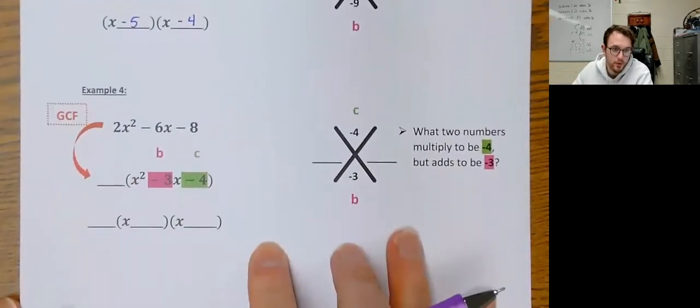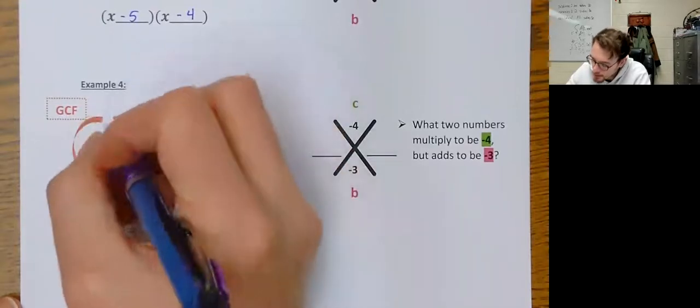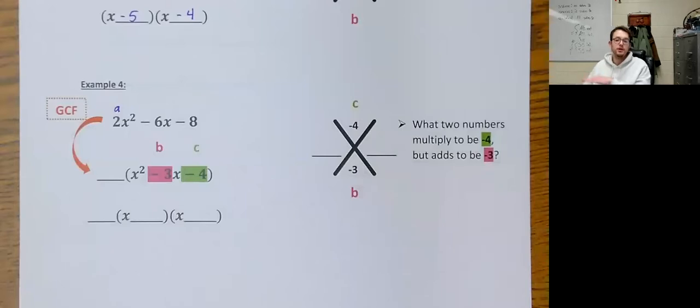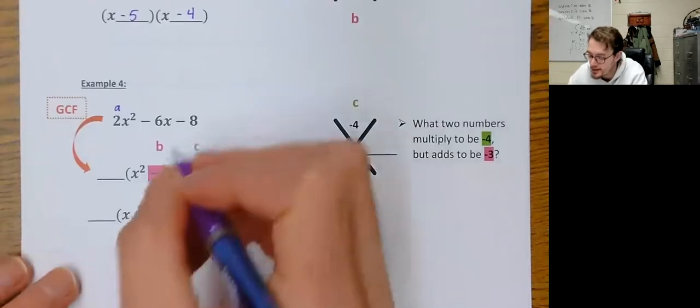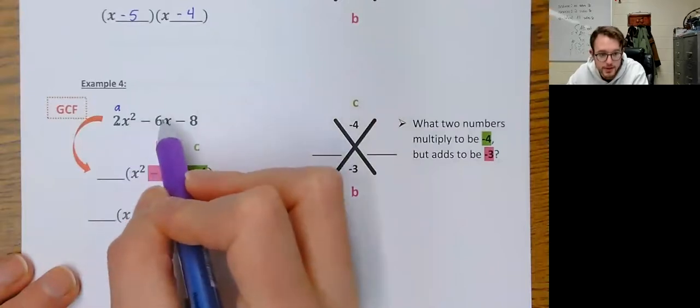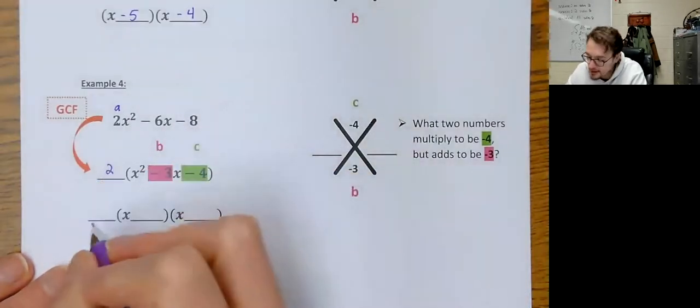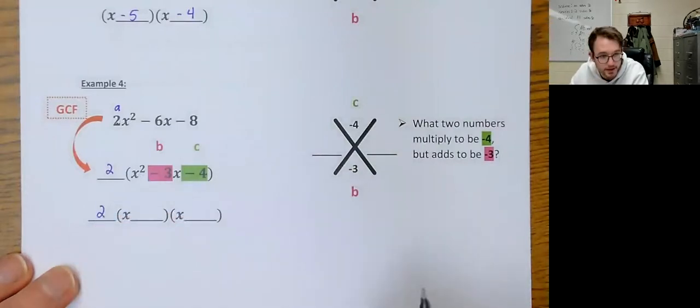Here's an example where a is not equal to 1, but by doing what we did at the very beginning, factoring out a GCF, a greatest common factor, we can get it equal to 1. So I can factor out a 2 because 2 goes into 2, 2 goes into -6, and 2 goes into -4. And I'm just going to keep dropping that 2 down while I factor.